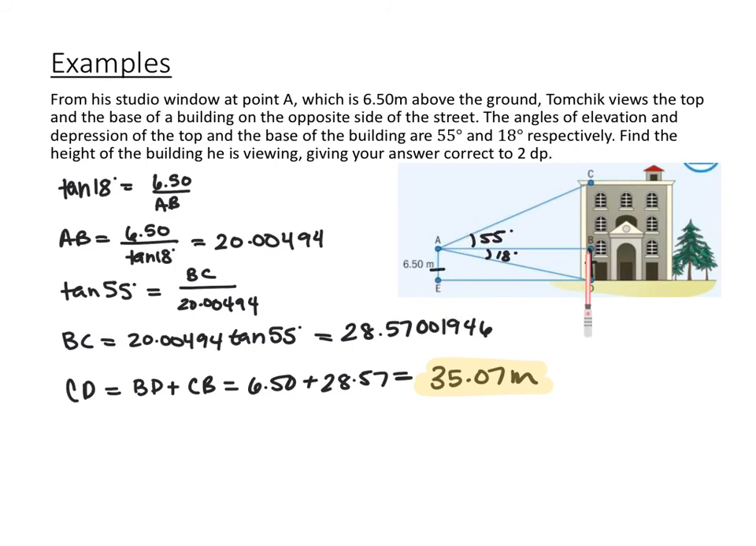Now I have a piece of this triangle ABC, so I have the adjacent of triangle ABC compared to my 55-degree angle, and I'm trying to find the opposite, so again that's tangent. So tangent of 55 degrees is equal to BC over this 20.00494 that I just found. Therefore side BC is equal to 28.57, and if I want the entire height of the building, that's BC plus BD. We know BD is 6.50, and we just found BC. So the whole height of the building is 35.07 meters.